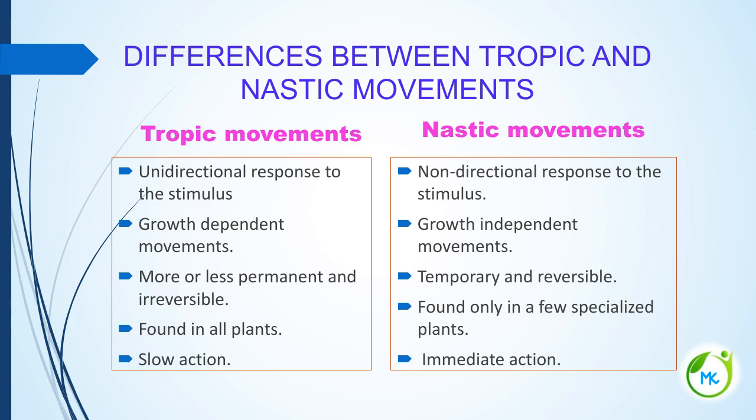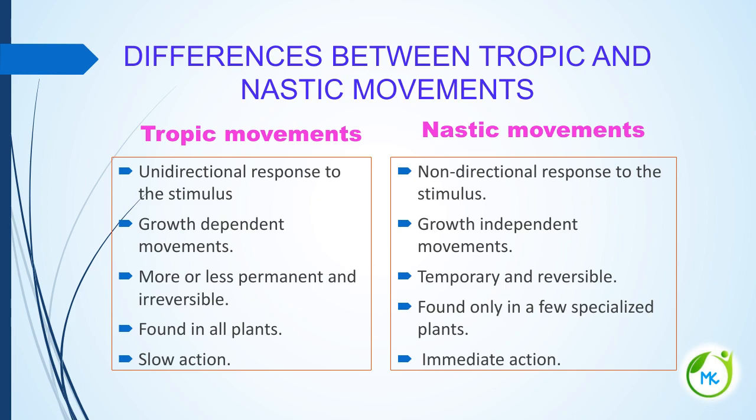And Tropic movement, it is more or less permanent and irreversible. So we cannot change it. For example, the shoot of a plant growing towards the light is a permanent kind of change. So it cannot be reversed. So it is called irreversible. Whereas the Nastic movement is a temporary movement and it is reversible. For example, the touch-me-not plant, when we touch, the leaves fold. But after we withdraw our touch and after some time, it will again get back to the original position. So it is reversible.